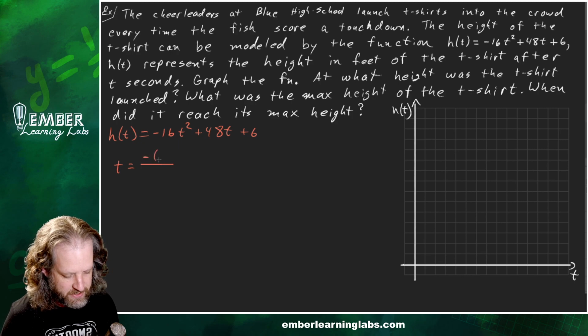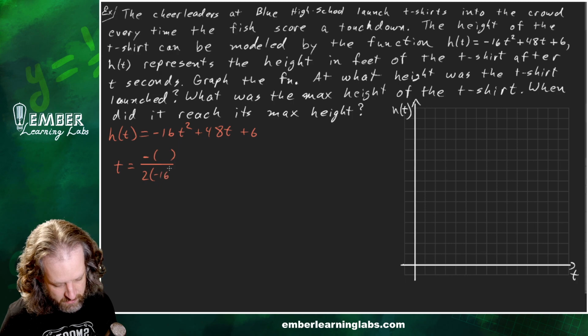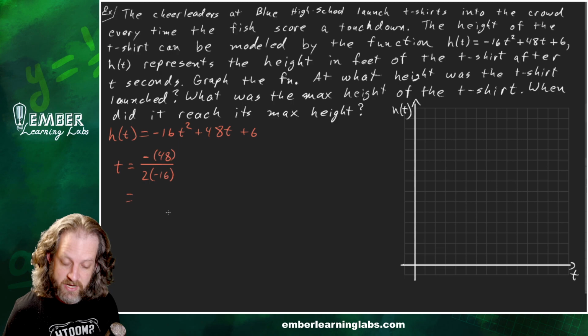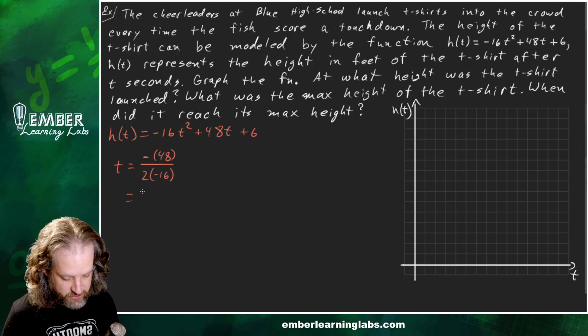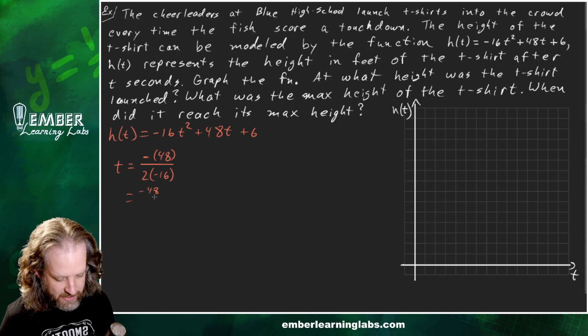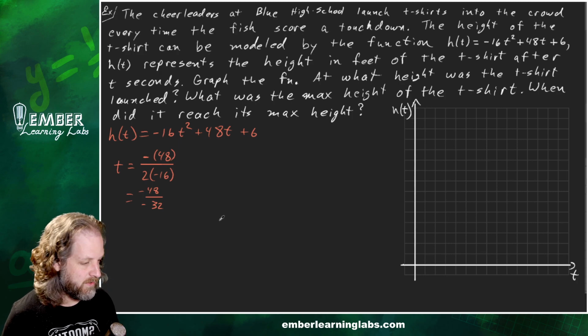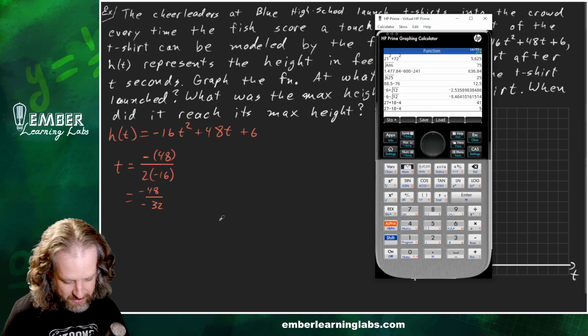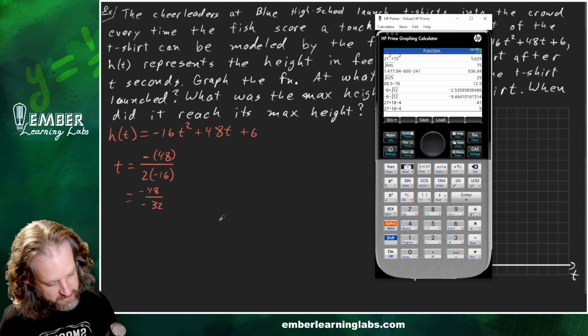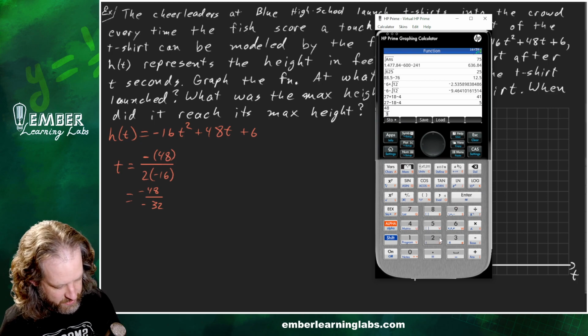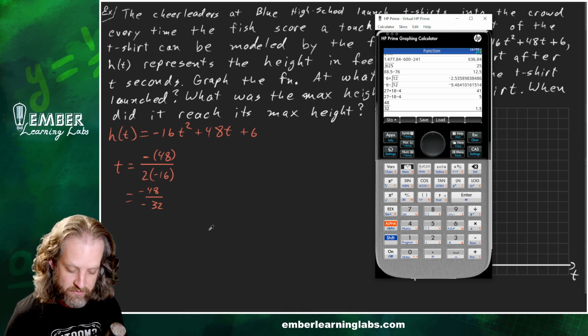That is the opposite of b over 2 times a. B is 48. Okay, so 2 times negative 16 is negative 32. So we've got negative 48 over negative 32, which I believe in my head I know is going to be 3 halves, but let's double check. 48 divided by 32 equals 3 halves, or 1 1/2.